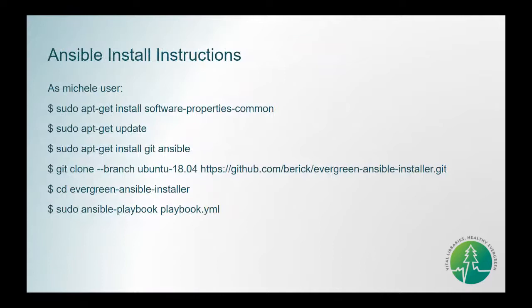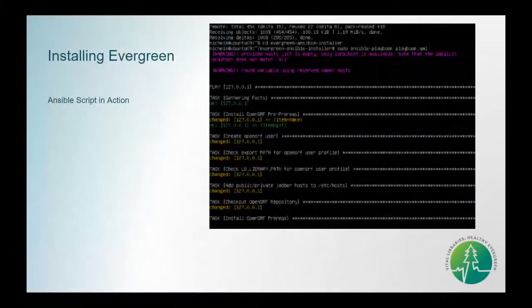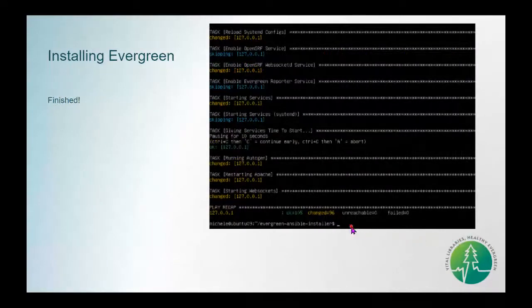From the Ansible README file, these are pretty much the commands that you'll need to install. You just type them in, you wait till you get your command prompt back. Sometimes it takes a long time, but eventually you'll get there. This last command right here is what actually invokes the script, which is programmed to do all the tasks that will install your Evergreen. So here's a couple of snapshots of the Ansible script running. Again, it'll take a while and it'll keep scrolling and it'll test things. But eventually you'll get your command prompt back. And that means it's done.